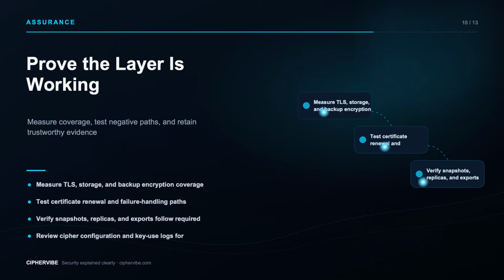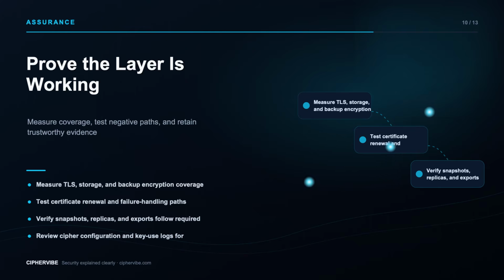A configuration screen is not assurance. Collect evidence that the intended control applies to the correct scope and that violations become visible. First, measure TLS, storage, and backup encryption coverage. Second, test certificate renewal and failure handling paths. Third, verify snapshots, replicas, and exports follow required key policy.